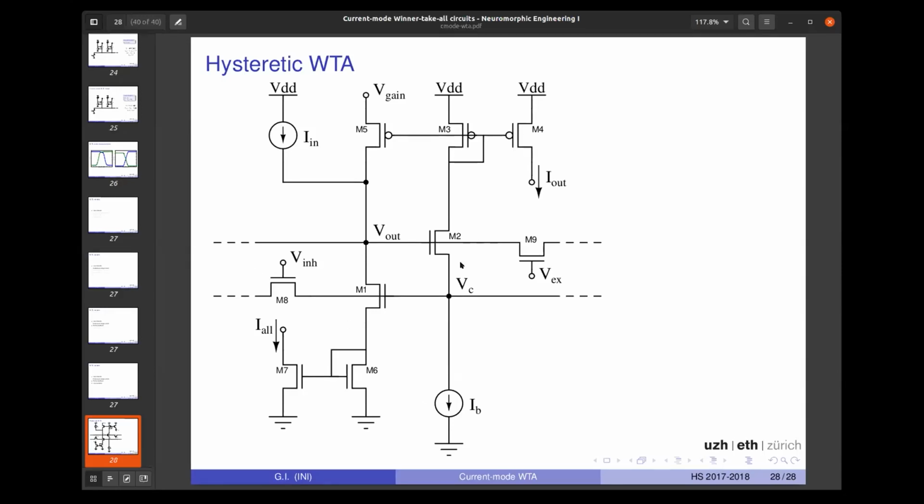And again, this can be a two transistor or a 2-node winner take all, a 5-node, a 10-node, a 1,000-node. You can just scale this up to as many units as you can put on chip.